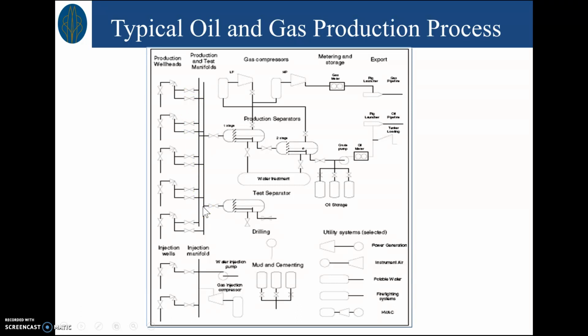The distance between the flow lines and the oil gathering manifold depends on how far the well is from the manifold and the number of wells connected to this manifold, and the pressure rating of the flow lines also depends on the pressure of the fluid coming from the well. All these things should be identified during the design of the surface process flow.